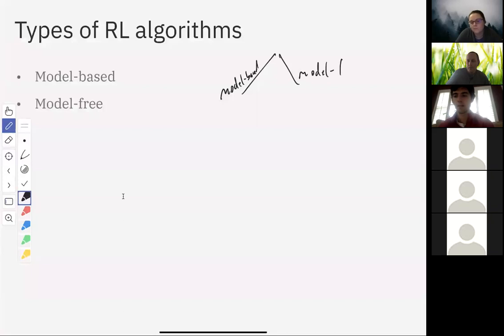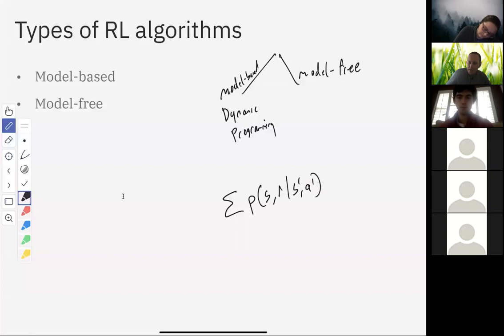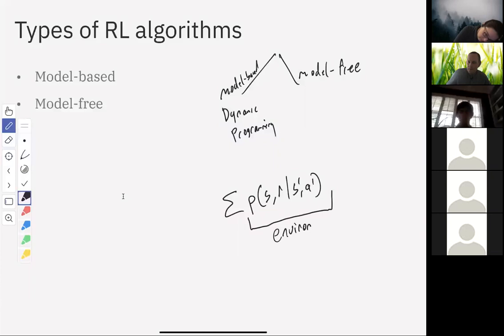All the things that we started with that were dynamic programming in some way. So dynamic programming is a great example. And the reason that the dynamic programming was model-based is because we had a summation over P of S, R, S prime, A prime, right? So this was our environment, right? Our MDP environment that we had.